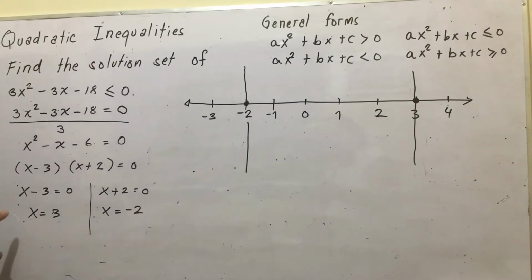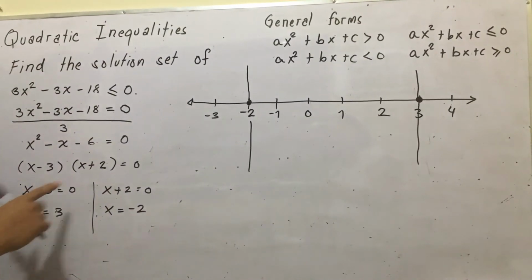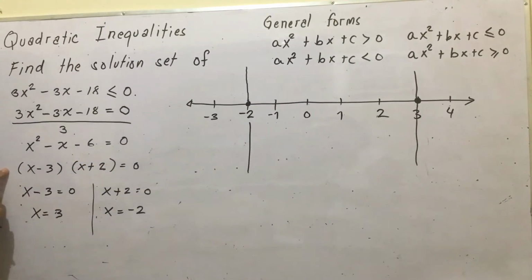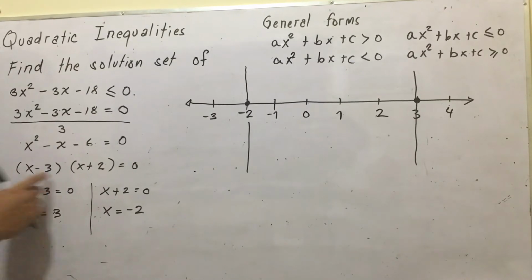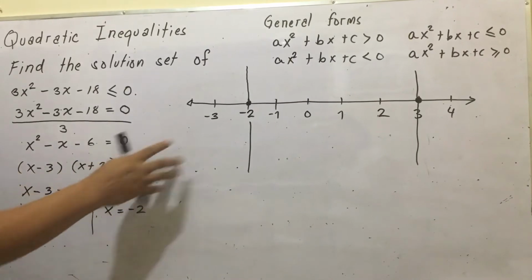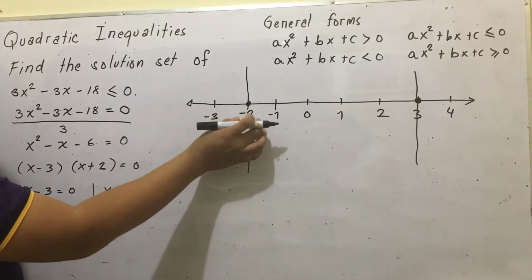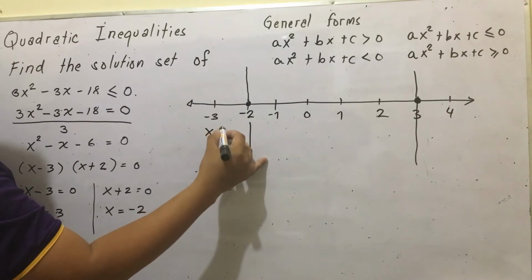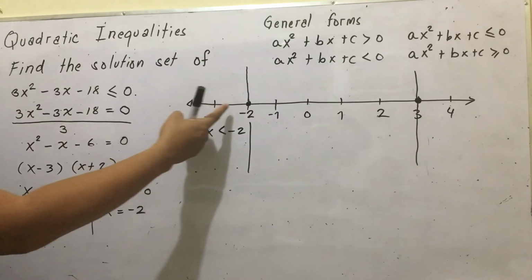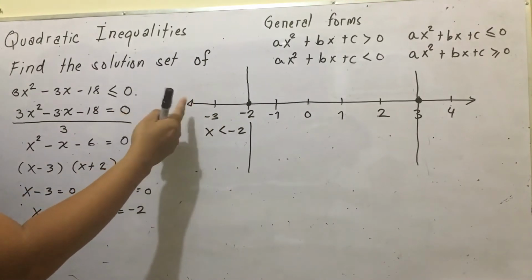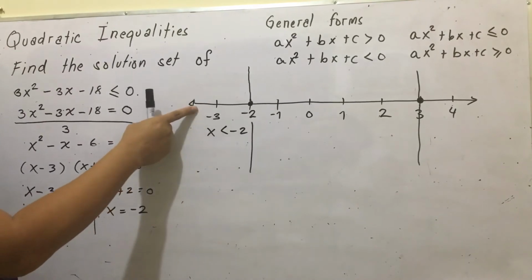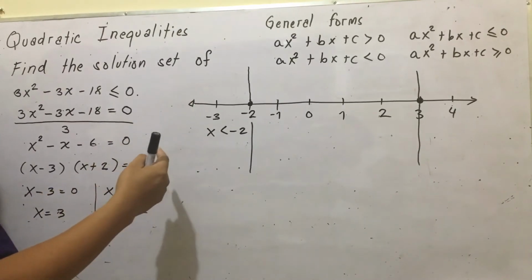Now let's test each region to see if it satisfies our inequality. Let's just use the factored form so we can easily check. The first region is on the left of negative 2. Let's check if x is less than negative 2. You can choose negative 3, negative 4, negative 5. I will just choose the small one, negative 3.